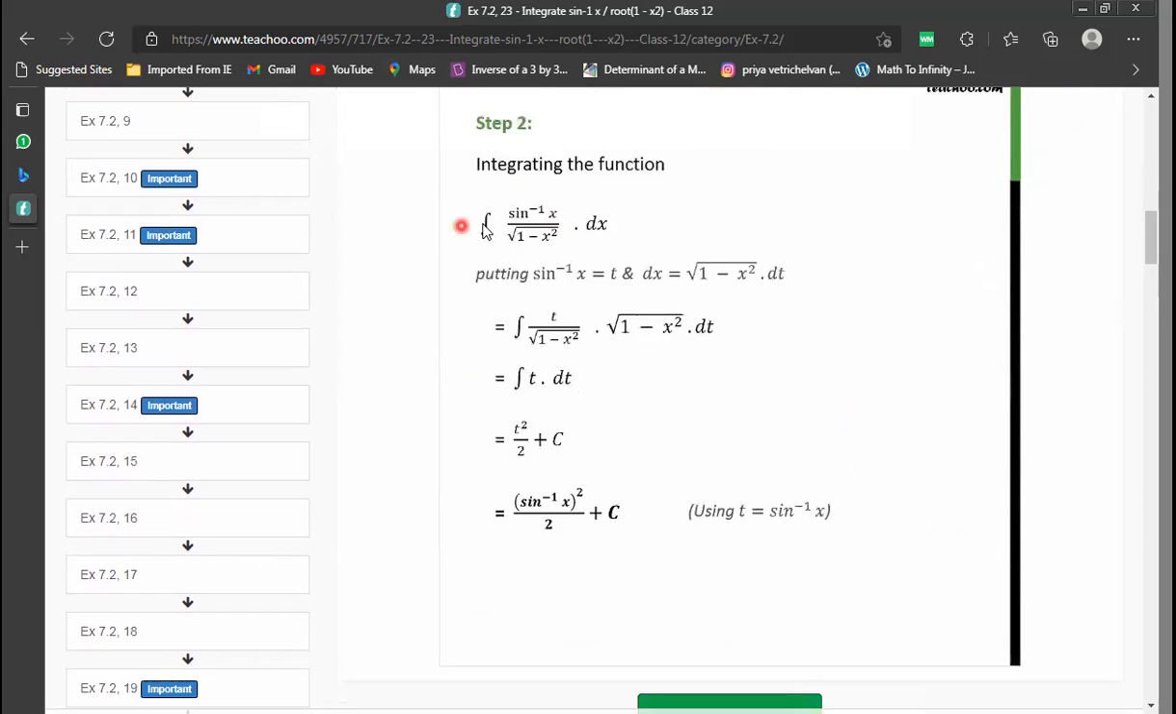Now we have to substitute our question in terms of t. So it's going to be integral. What is sine inverse of x? It's t, isn't it? Over square root of 1 minus x square, and dx is square root of 1 minus x square into dt. Cancel out the 1 minus x square in the numerator and the denominator. You'll be left with t alone. When you integrate t, it's going to be t square upon 2. And again, we have to substitute t in terms of x. And what is t? Sine inverse of x. Sine inverse of x the whole square upon 2 plus c is the answer.